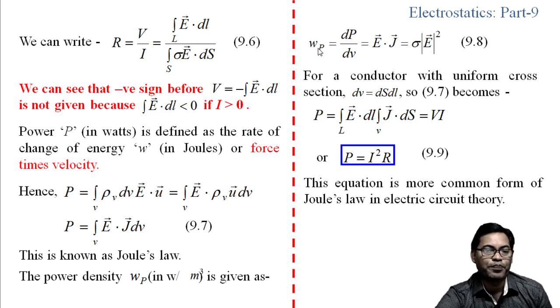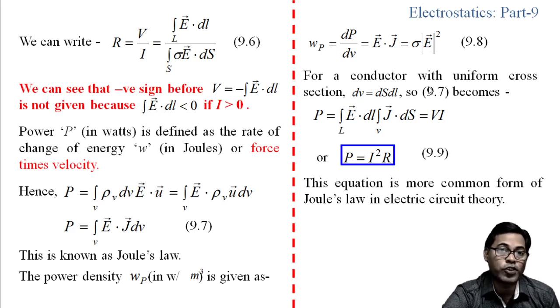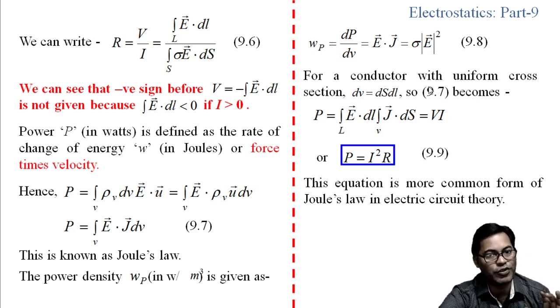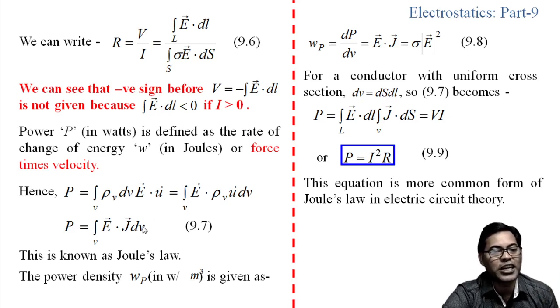Now you can see that for a conductor with uniform cross section, dV will be equal to ds into dl. ds is the cross sectional area and dl the length, so we will get the volume dV. So by putting this expression in expression 9.7, we will get P equals, you see, the line integral of, because if you take dV, that is ds into dl. So if you take the integration for all the sides, it will be the volume integral of dV. So here the surface integral of ds, and a line integral of dl.